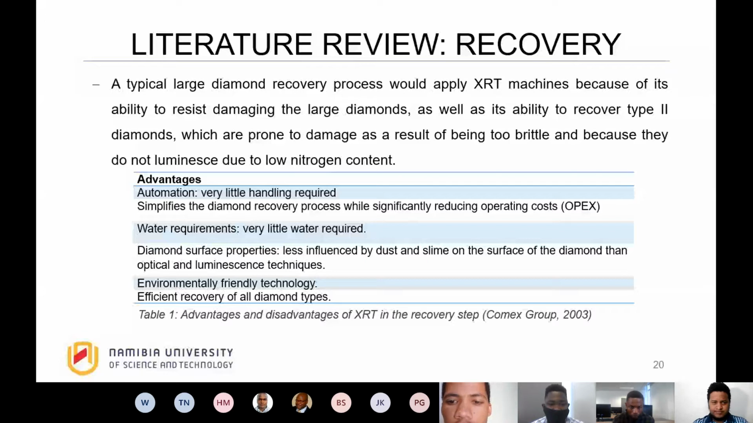The other advantages of your XRT are that, as far as automation is concerned, very little handling is required. It simplifies the diamond recovery process while significantly reducing your operating costs, and very little water is required as well. Like I said, the issues of dust and slime do not really affect the whole process. It is environmentally friendly and it is efficient for all diamond types. Next slide.